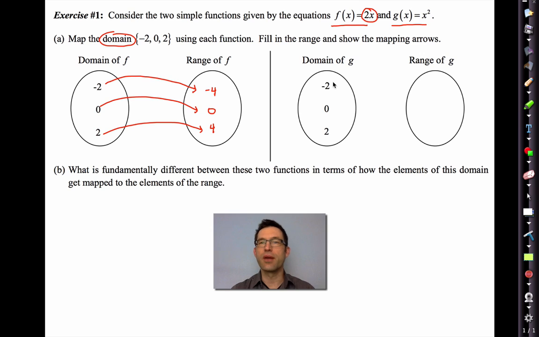On the other hand, g of x, its rule is square the inputs. So -2 times -2 will go to +4. 0 will go to 0, and 2 will also go to 4. We don't put the 4 in there again. We don't list elements more than once.